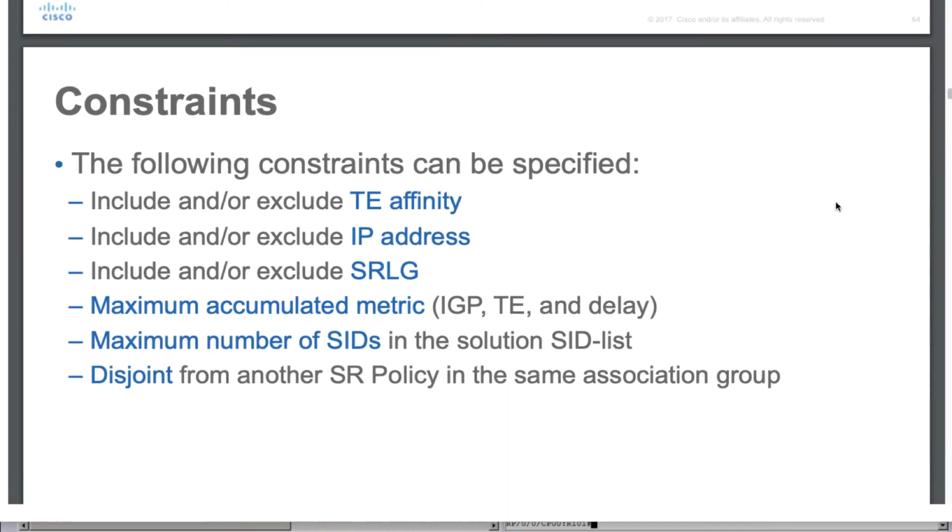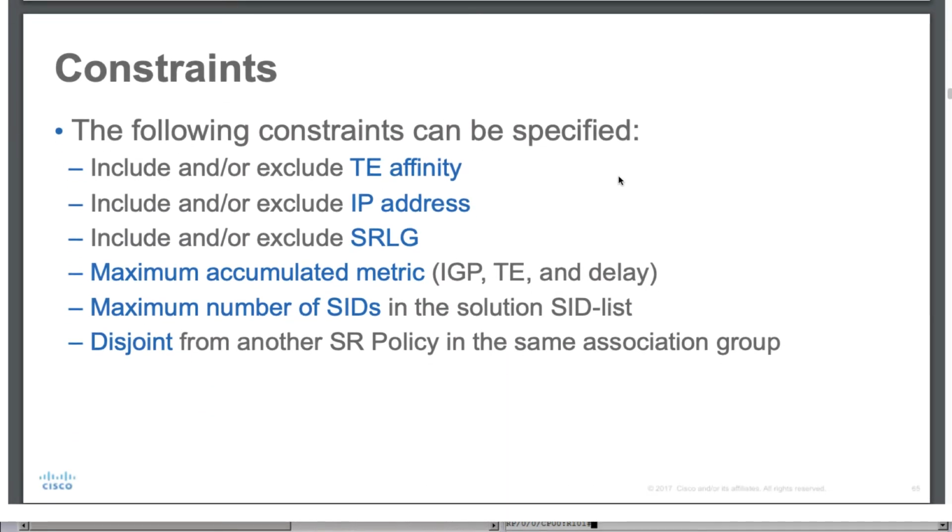So, there are different types of constraints. The following constraints can be specified. We can have a constraint to be included or excluded, and that applies to TE-Affinity, simply traffic engineering affinity, or sometimes people just call them affinity constraints. We can do certain types of include and exclude of IP addresses. That also applies with the SRLG. We also have the maximum metric, metric minimization using IGP and delay, and some other things like disjoint and so on.